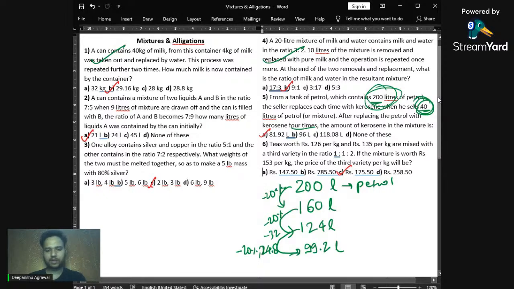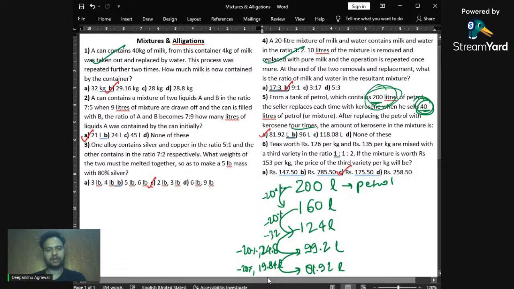99.2 liter. Now repeat this process once again. Minus 20%. So we take out how much? 19.84 out of this 99.2, right? Yeah, 19.84 out of this 99.2. So we would be remaining with 81.92. So this would be the quantity of petrol, right?